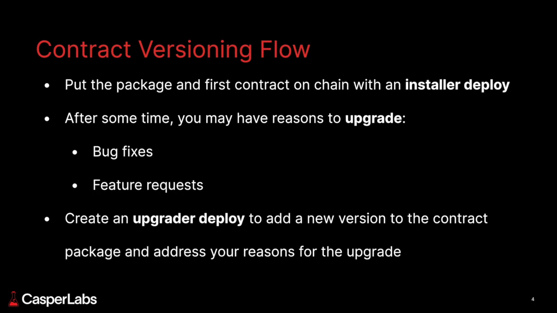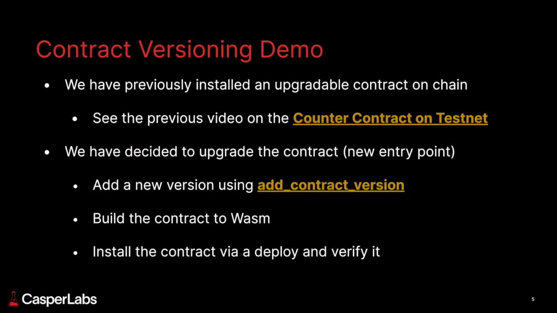In general, you would create an installer deploy to put the package and first contract version on chain. After some time, you may have reasons to upgrade your contract package. Your reasons may be a bug fix or a new feature. You would create an upgrader deploy that adds a second version to the contract package to address your reasons for the upgrade. In this video, we are going to demonstrate the example workflow for upgrading a contract package.